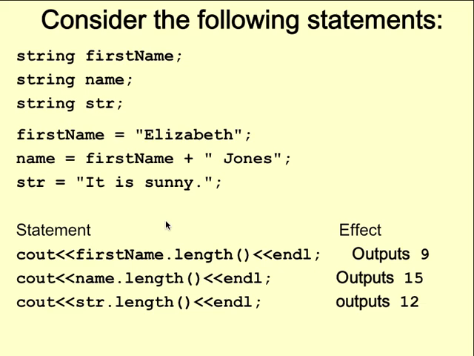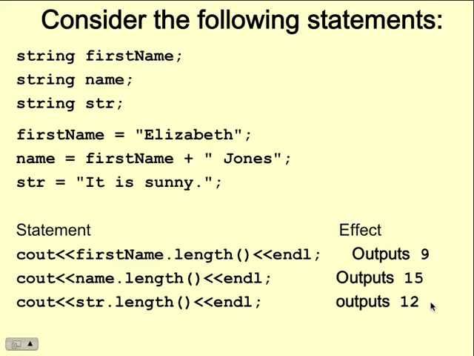We have string firstName, string name, string. firstName is equal to Elizabeth. The name is equal to firstName plus Jones. String is equal to it is Sunny. So we have the statement printed to the screen, firstName.length. It's going to print 9. Name on the name object is going to print 15. This one's going to print 12. So we see that so far.